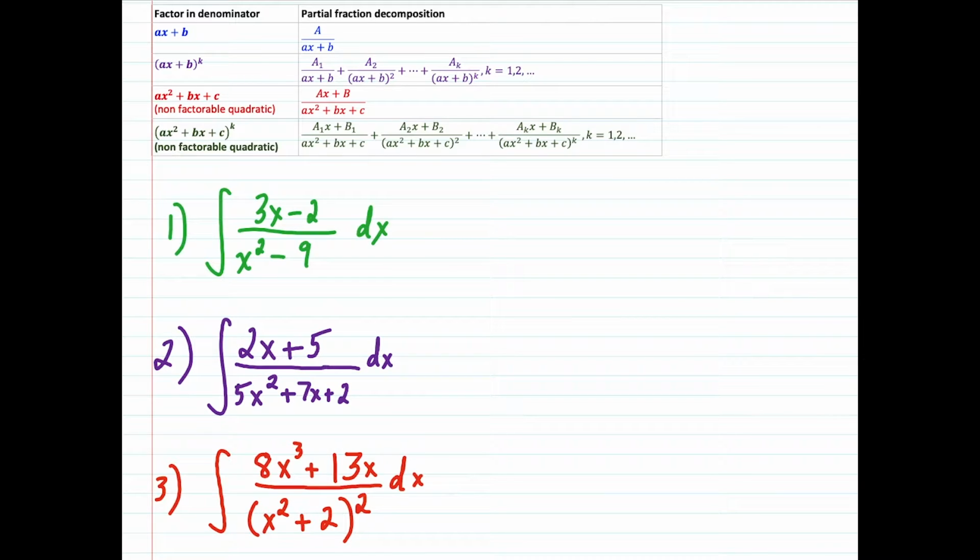What's up everyone, my name is Vincent and today I want to take a look at partial fraction integration. Now these are the three examples that we're going to go through and let's get started.